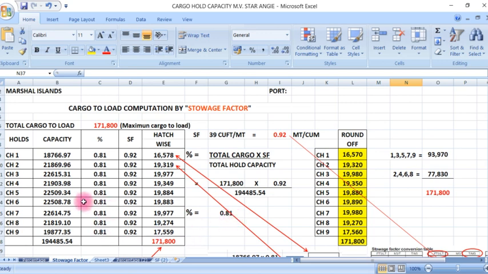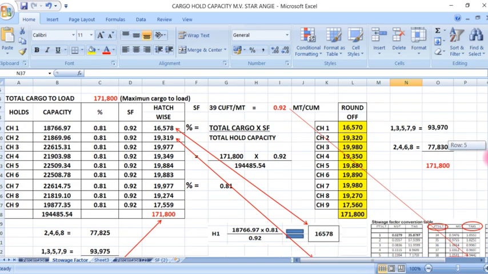So the first column, you put the maximum capacity of each cargo hold, number 1, number 2. Then you put the percentage on each hold, 81%. Then you put in the third column the stowage factor, which is metric tons per cubic meter on each hold. Then you can get the value for each hold from 1 to 9.